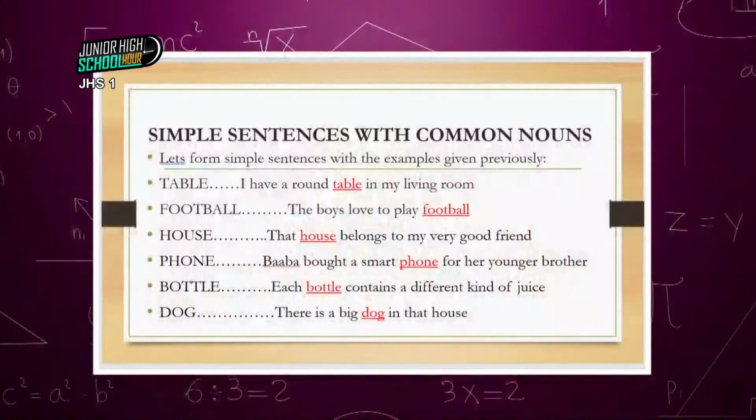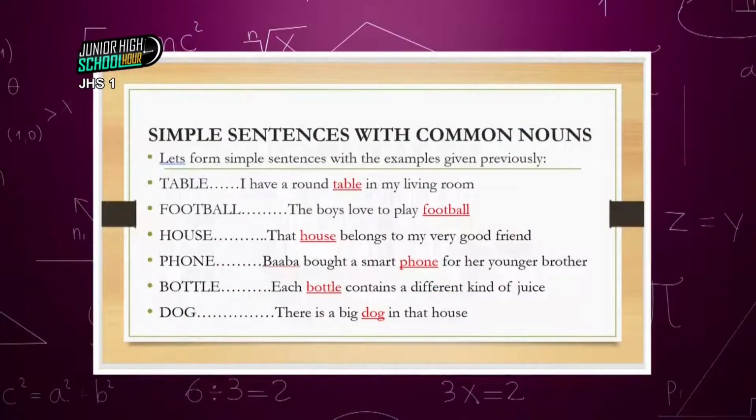Now we have the first one being table. I have a round table in my living room. Do you have a round table in your living room? If I ask you to use table to form a simple sentence, with table being a common noun, what is your sentence going to be? I have a round table in my living room.